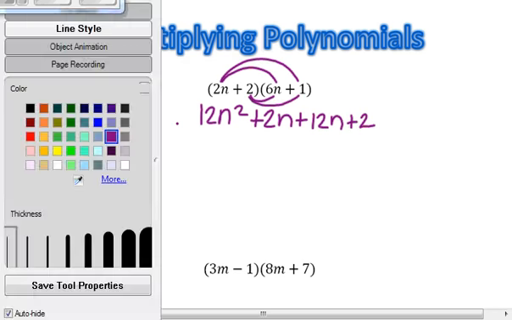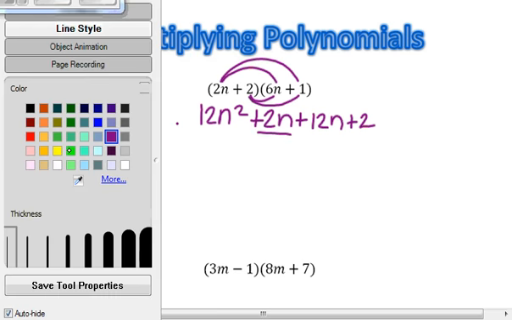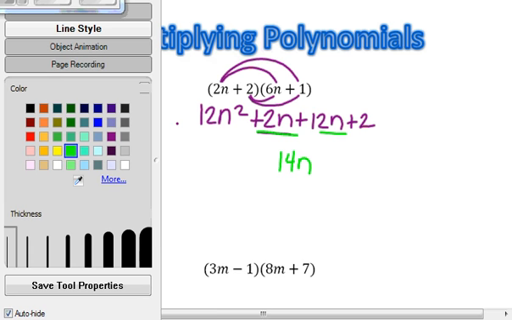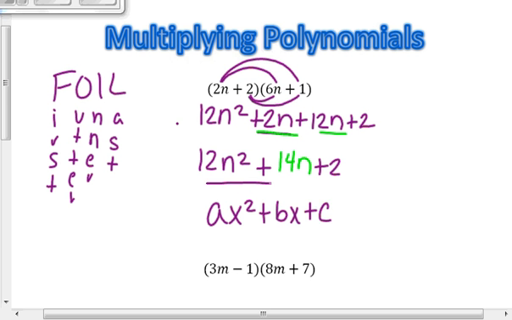Combine like terms, which would be 2n and 12n. So 2n plus 12n gives us 14n, and then the other ones fall in line. Just make sure that you leave it in standard form, which is ax squared plus bx plus c. You want to leave it in descending order always.